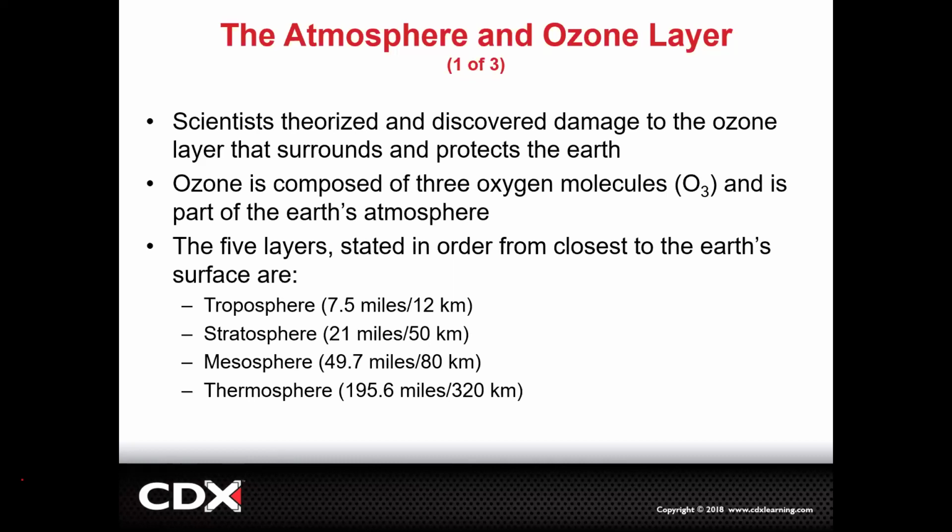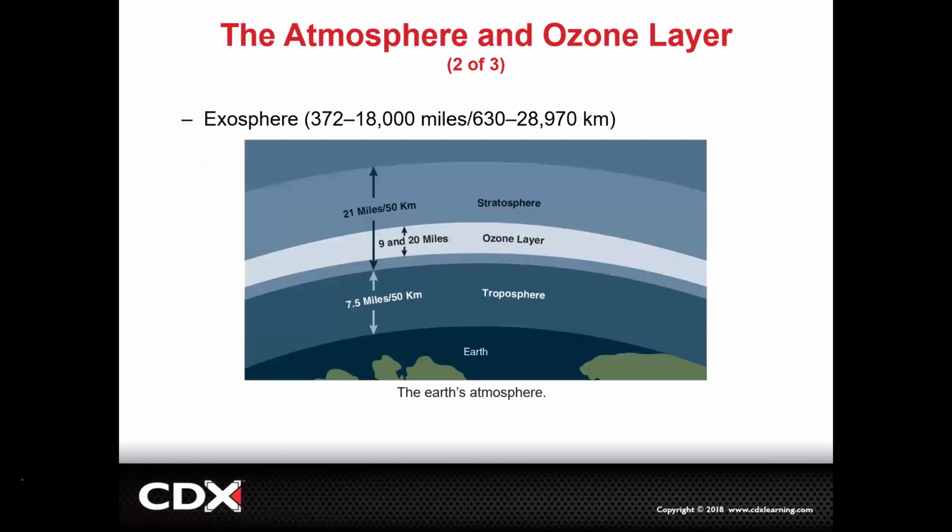Now, what is ozone? Ozone is composed of 3 oxygen molecules. Oxygen is typically O2, right? But ozone is O3. So it's not really that different than oxygen. It's just 3 oxygens rather than 2 oxygens. It's part of the atmosphere. Now there's 5 layers, okay? So troposphere, stratosphere, mesosphere, thermosphere. Let's take a look at those.